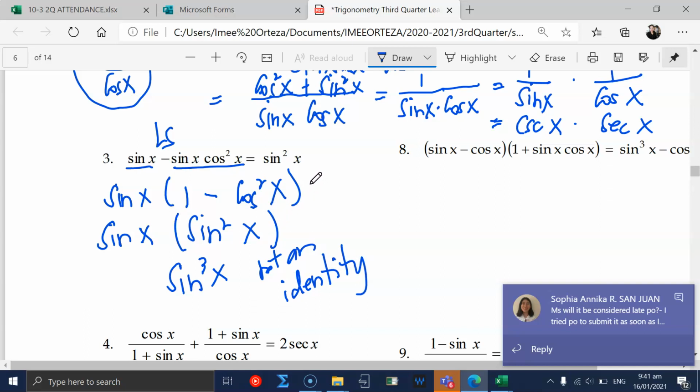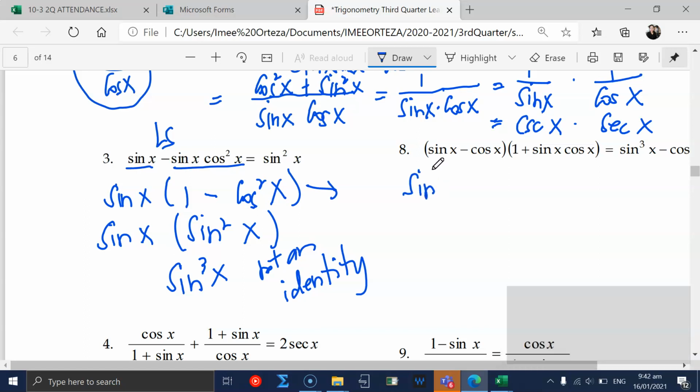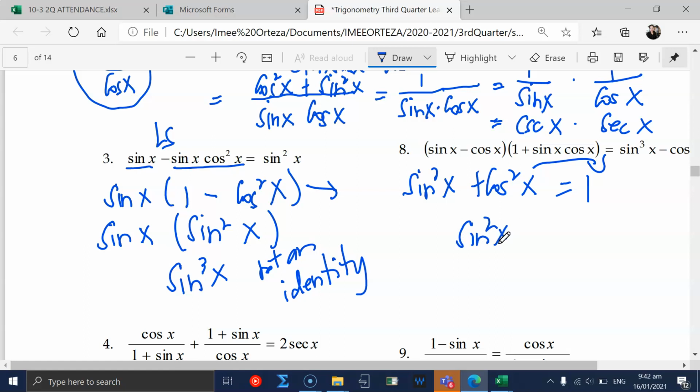Alright? So, explaining further how this became sine squared, it came from the Pythagorean identity that says sine squared x plus cosine squared x is equal to 1. When you transpose the cosine squared to the other side, sine squared x is equal to 1 minus cosine squared. So they are equal, and so one can be replaced by the other. Now, you might be wondering why we transposed here. Because this is already a proven identity. Okay, accepted that this is an identity.